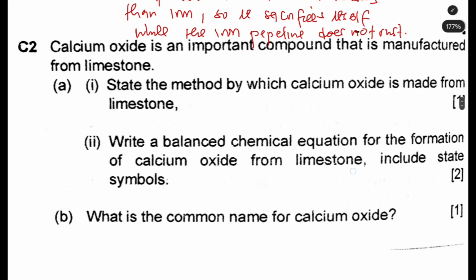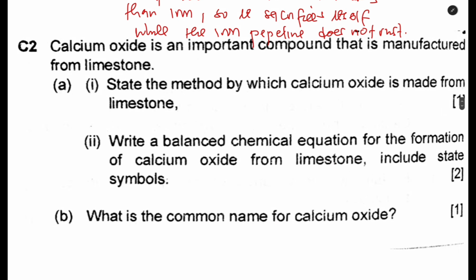Calcium oxide is an important compound that is manufactured from limestone. The first question is, state the method by which calcium oxide is made from limestone. Calcium oxide is made from limestone, which is calcium carbonate, by decomposition using heat. So it is by the method of thermal decomposition.